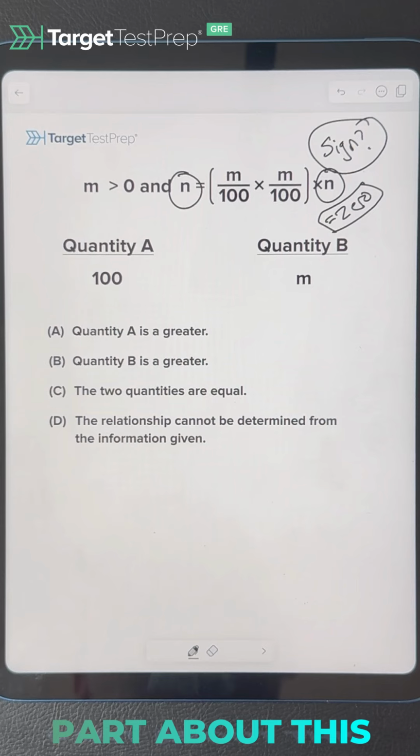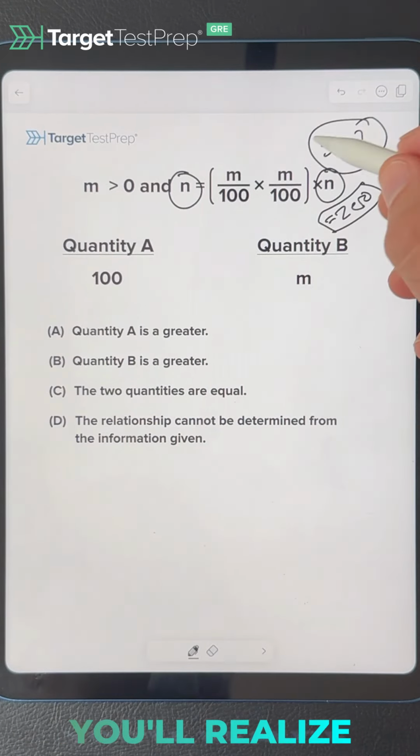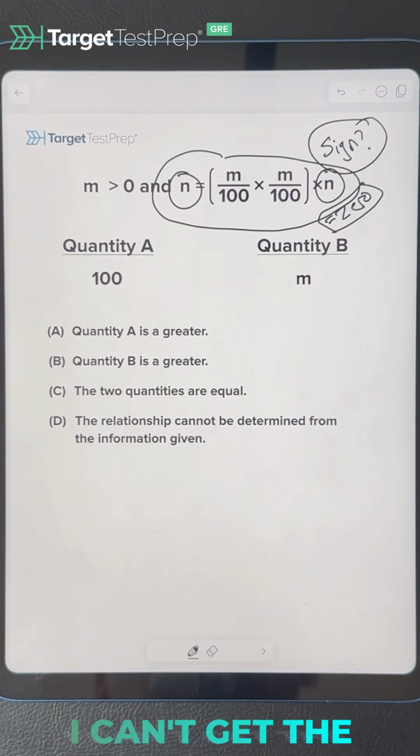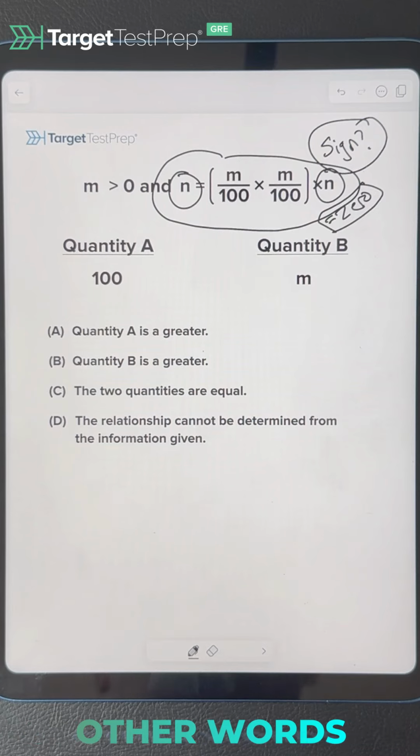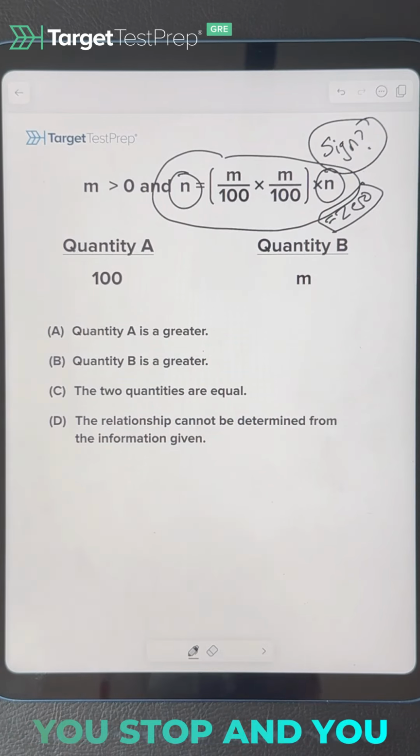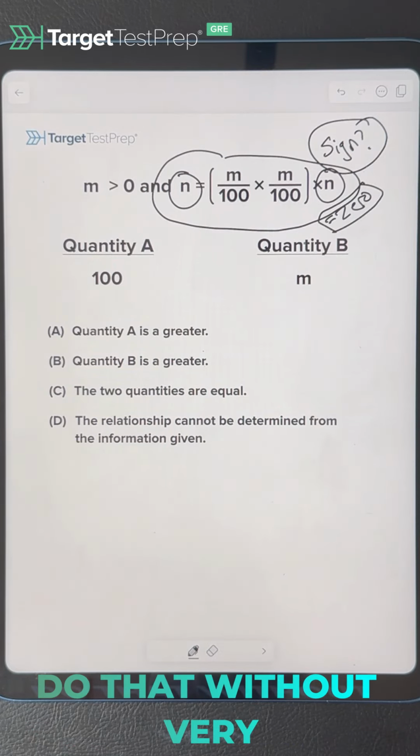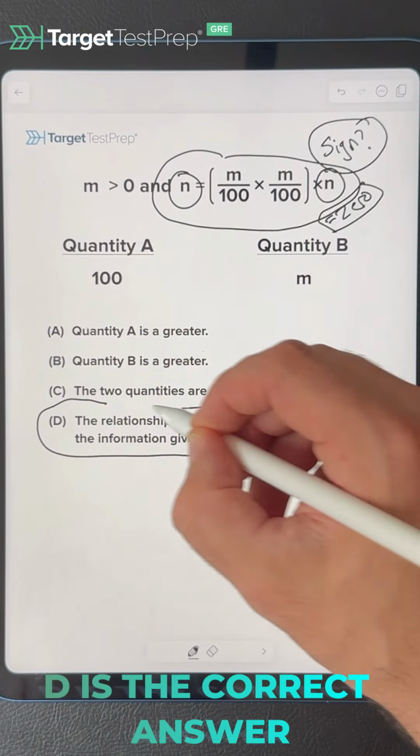So here's the best part about this. If you recognize this from the start, you'll realize, oh my gosh, there's nothing I can do to simplify this. Therefore, I can't get the value of n. I can't get the value of m, most importantly, and therefore there's no way for me to know if m is greater than 100, or in other words, if quantity B is greater than quantity A. Because of that, you stop and you say the answer has to be D. We were able to do that with very little work, just recognizing a rule. So again, D is the correct answer.